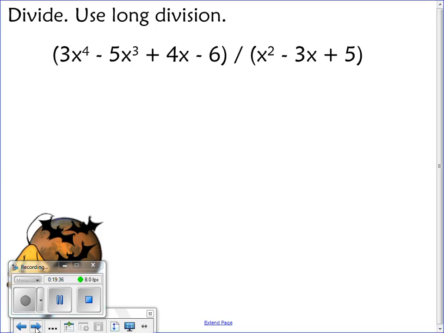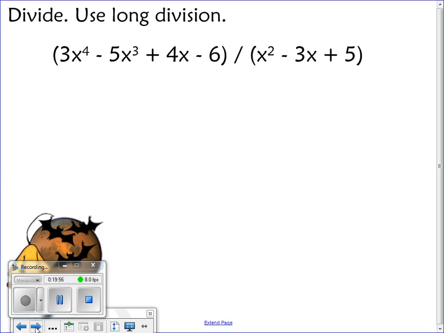Now, as we switch into synthetic, you have to recognize things are missing. Some teachers will make you put zeros in place of the missing pieces in long division. I don't require it. Some teachers do. To me, that just gets really annoying, so I don't do it. But let's take a look and see what happens with this problem.